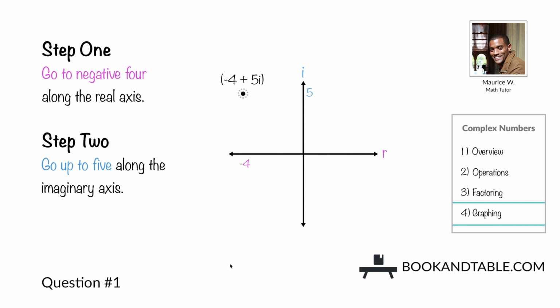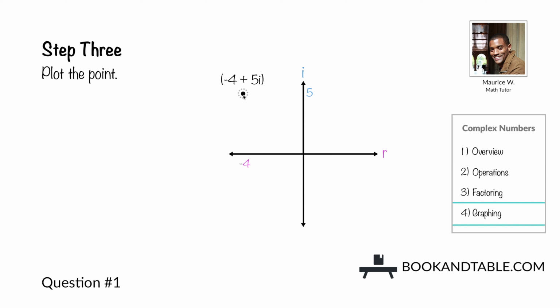Question number 1, we wanted to graph -4 plus 5i. So step 1, go to -4 along the real axis. And then step 2, go up to 5 along the imaginary axis. The third step, plot the point. So this would represent -4 plus 5i.